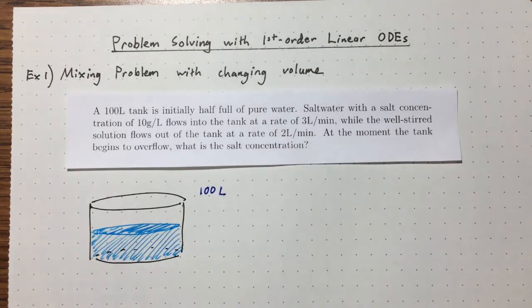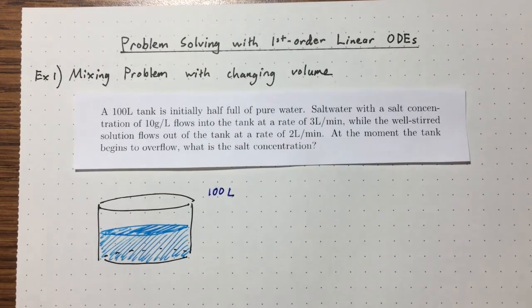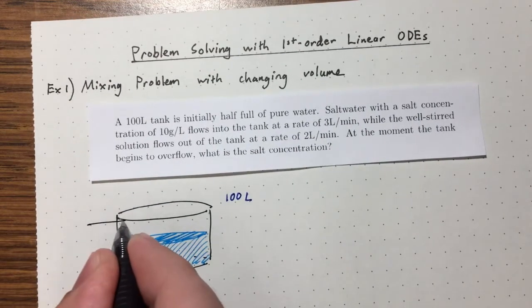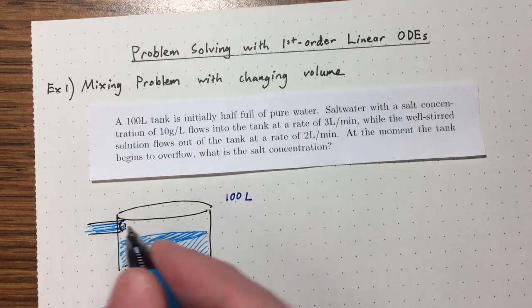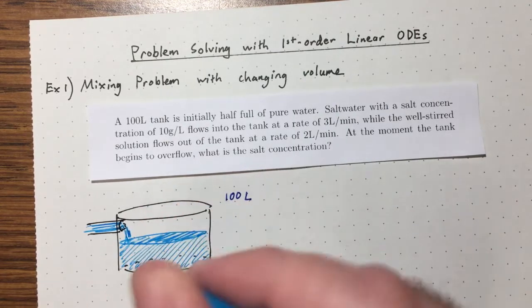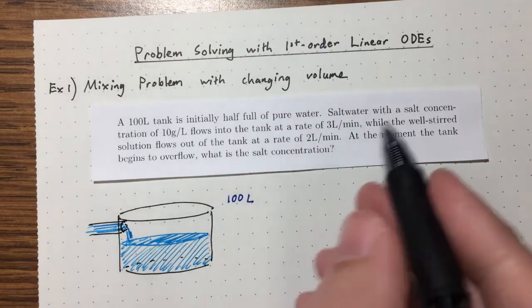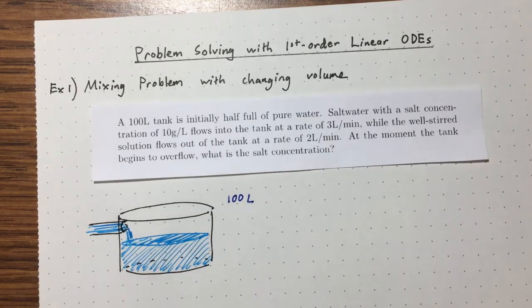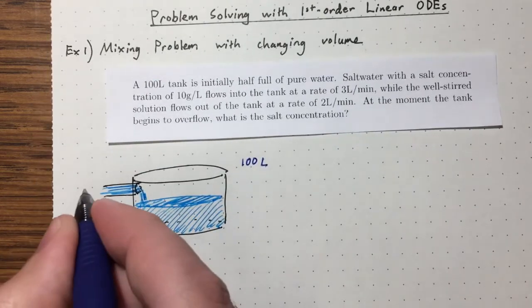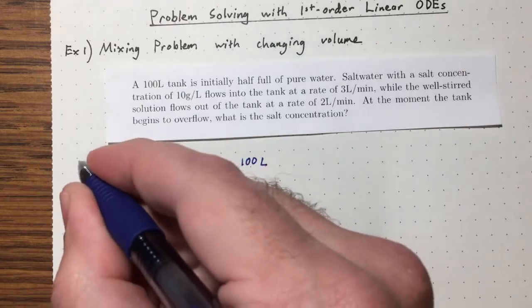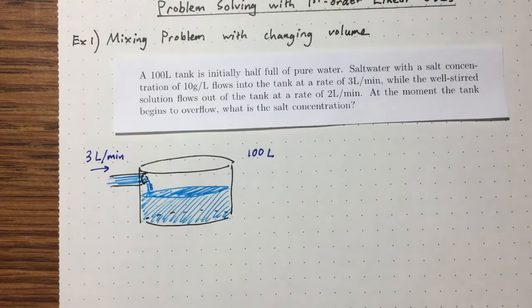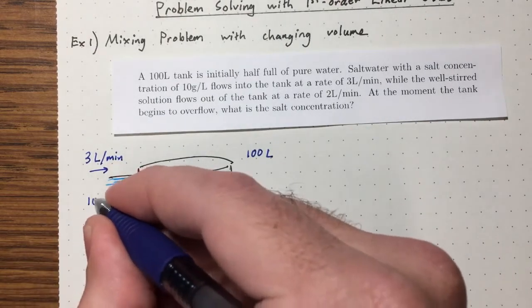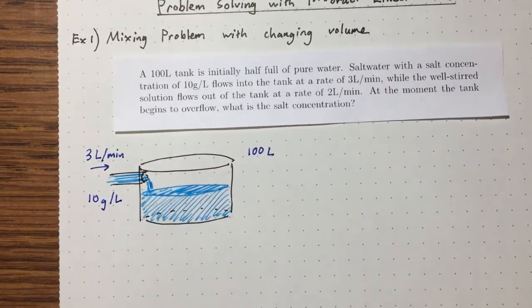And salt water is going to flow into this tank. And so I'll draw a pipe coming in. And so we have salt water flowing in, coming into this tank, and this water is flowing in at a rate of 3 liters per minute. And it has a salt concentration of 10 grams per liter. So I'll draw that down here too.